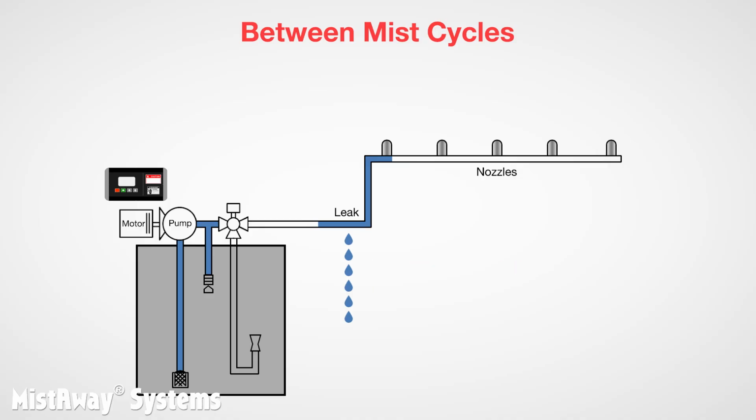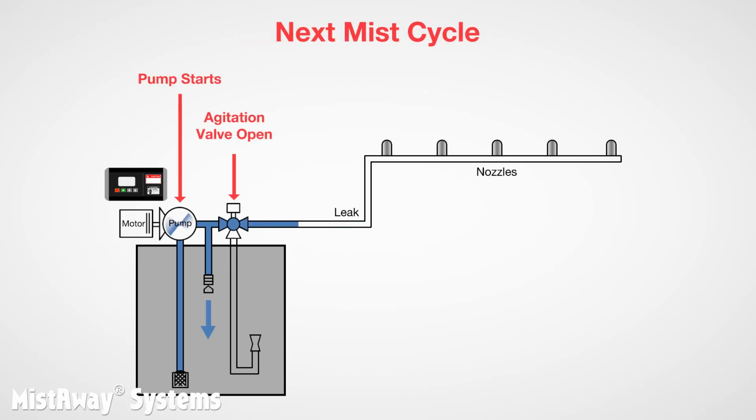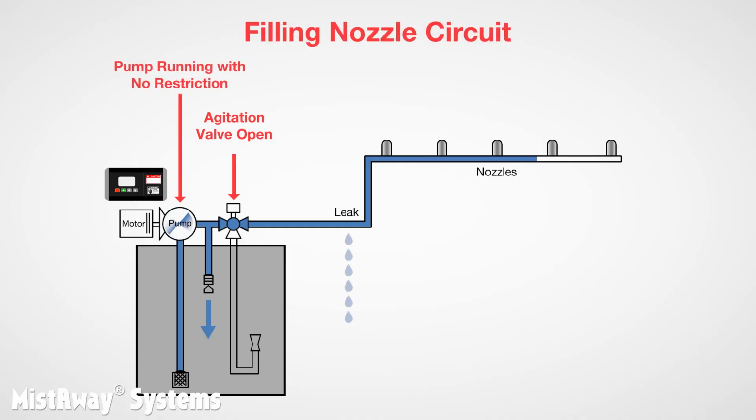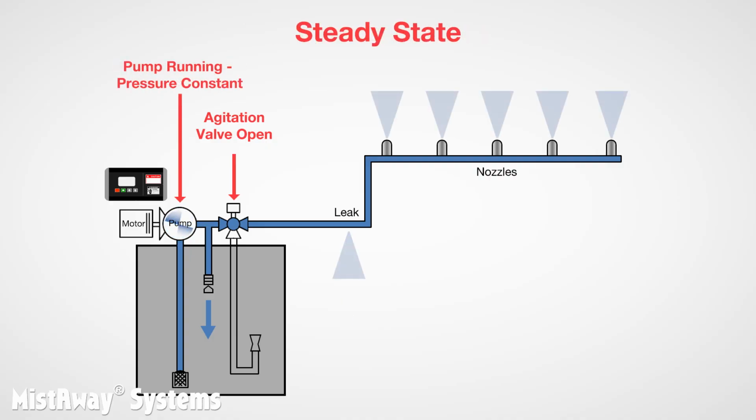How much leaks out depends on the configuration of the nozzle circuit, the size of the hole, and the time that passes until the next mist. When this system executes the next mist cycle, the controller opens the agitation valve and the pump starts. The pump has to completely fill up the lines before the pressure increases, and the check valves in the nozzles can open and allow them to mist. The system then returns to steady state just as we started.